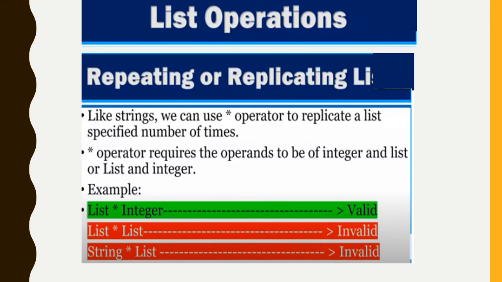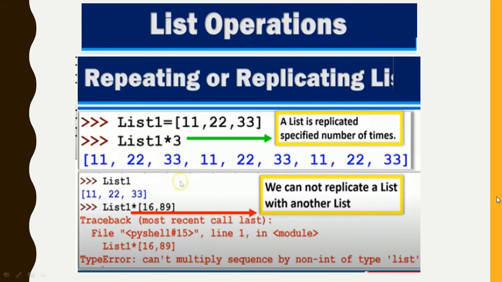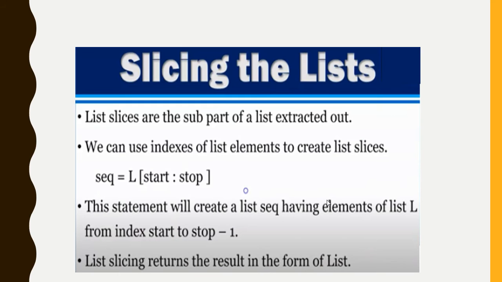Replicating: like strings, we can use the star operator to replicate a list. The star operator requires the operands to be an integer and a list. For example, list star integer is valid, list star list and string star list are both invalid. Now you see the example here: 11, 22, 33. List 1 star 3 means the same 11, 22, 33 are printed 3 times. You can see here list star list is an error. We cannot replicate a list with another list.